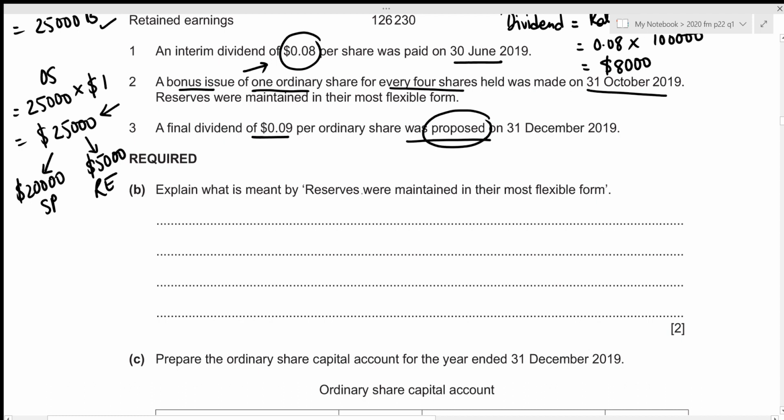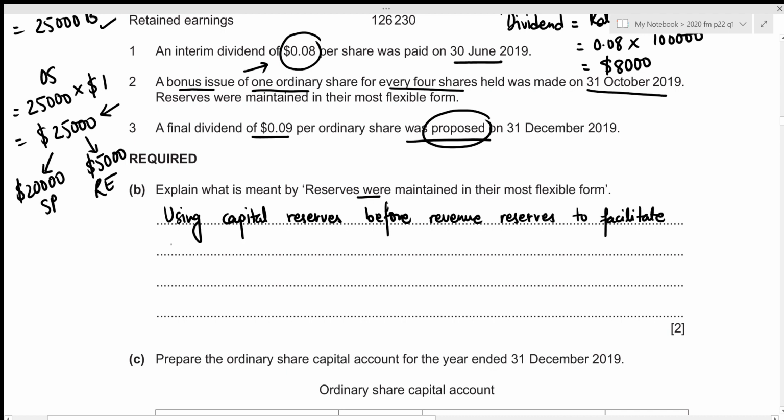We now need to explain what is meant by reserves were maintained in their most flexible form. So this just means that we should be using capital reserves before revenue reserves in order to facilitate future payments of dividends. Let's write it down. Using capital reserves before revenue reserves to facilitate future payments of dividends. And we're talking about the payments of dividends through the form of bonus issue.